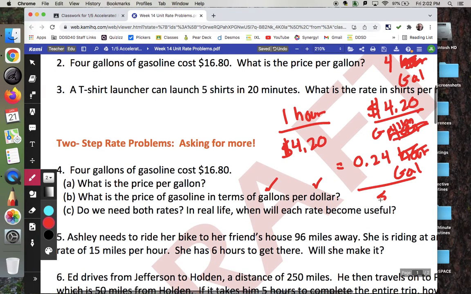for $1. So when we divide $4.20 by $4.20, we get 1. And so 1 divided by 4.2, try it on your calculator, you get 0.24. And we don't really need that in real life. We don't usually buy gasoline by the dollar. There's no dollar store for gasoline. But we talked about in class many times, you might have a $20 bill and say, can you give me $20 worth of gas? And so it would be this amount times 20, and that's how much you'd get.